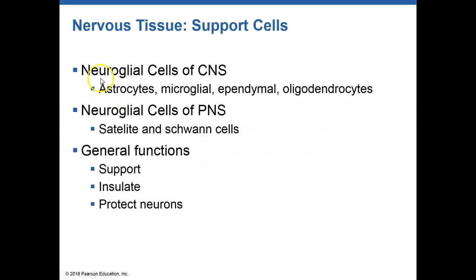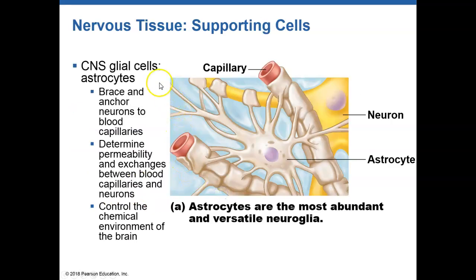So let's look at the different types of neuroglial cells. There are a total of 6. 4 come from the CNS and 2 from the PNS. And their major job, again, is to support, protect, and insulate the neurons. Individually, here from the CNS is your astrocyte.